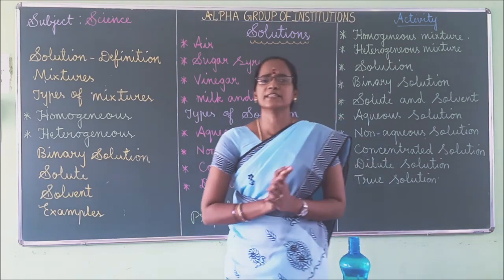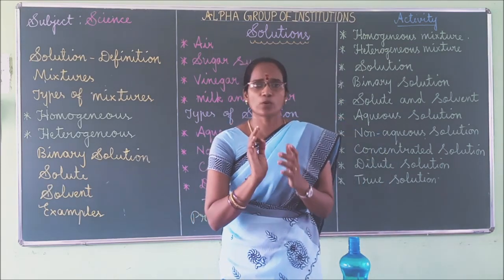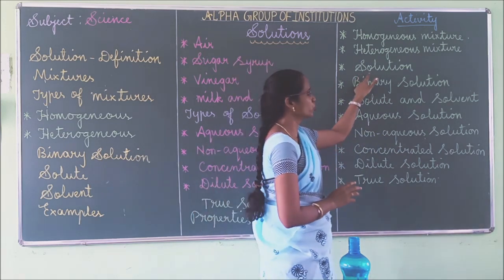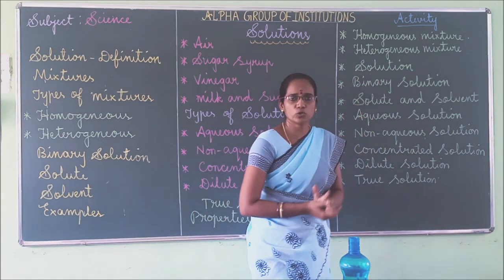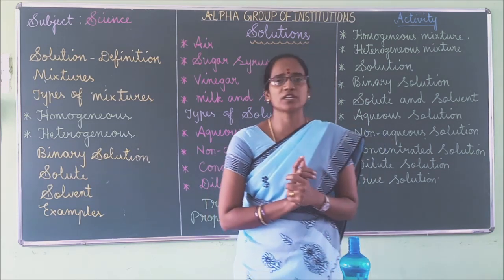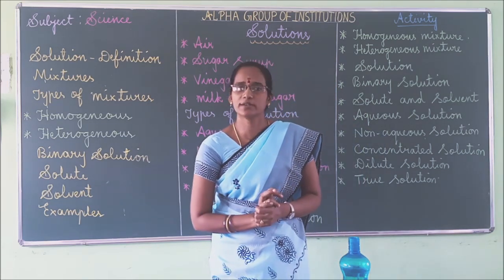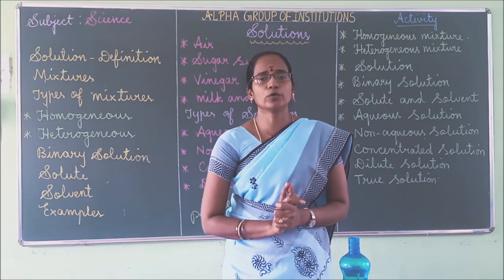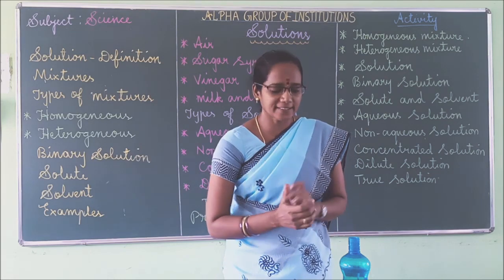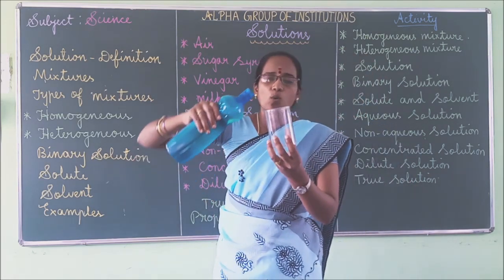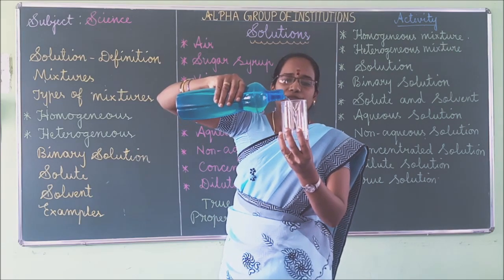Let us consider three glasses of water. Now we are going to do an activity for solution. What is meant by solution? Already I told you, a solution is a homogeneous mixture composed of two or more substances. So first I am going to take three glasses, and I am going to add some water into it.